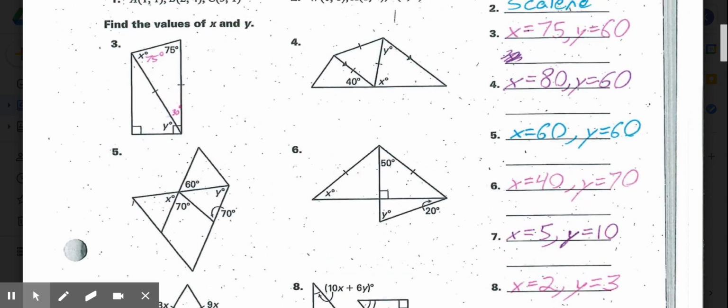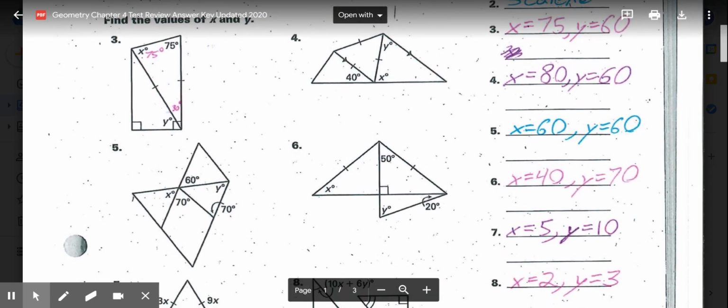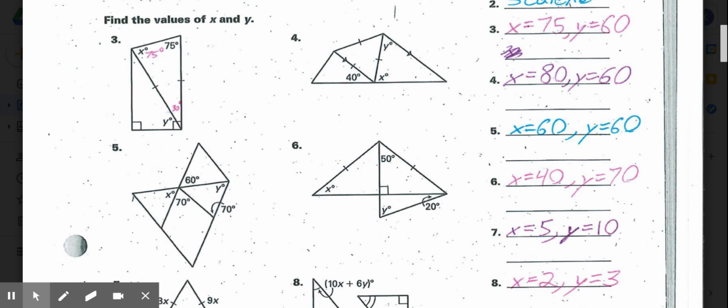So on numbers 3, 4, 5, and 6, it's mixing together a lot of our different congruence rules and different types of angle rules. But what you want to remember is triangles always add to 180.